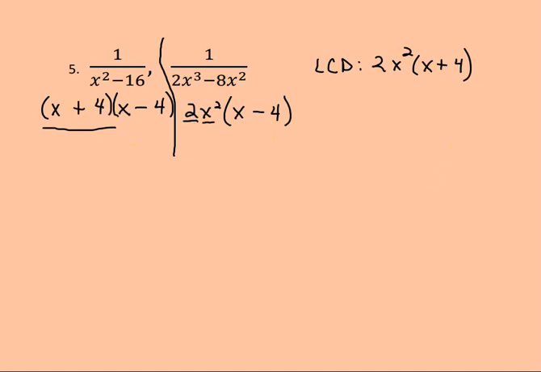And then for the x minus 4s, I have an x minus 4 here and an x minus 4 here. So that means x minus 4 occurred one time in the first fraction and one time in the second fraction. So I'm going to put it one time in my least common denominator. And that would be the least common denominator for these two terms. And that's how we find the least common denominators.